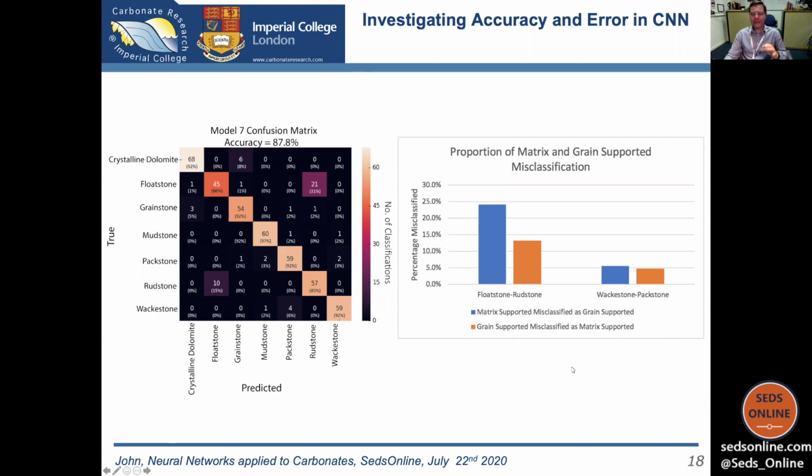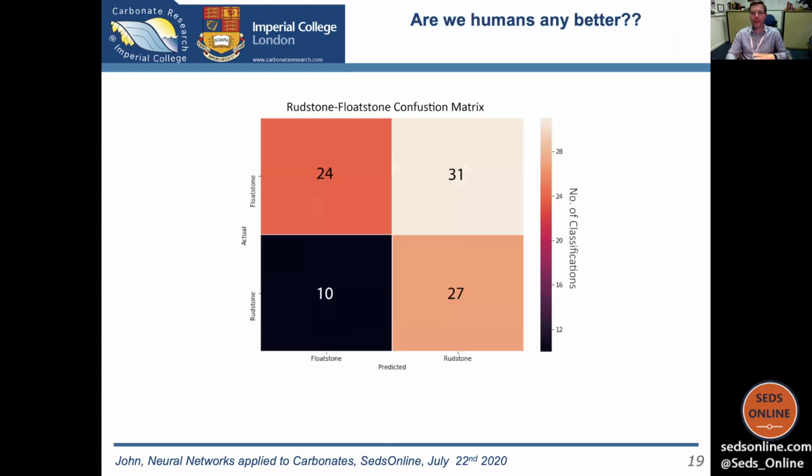But the good thing is, despite that bias, that model is very reproducible. So it will tend to have the same bias over and over again. So the question then is, are humans any better than the network? Okay, so I showed you the confusion matrix for the network.